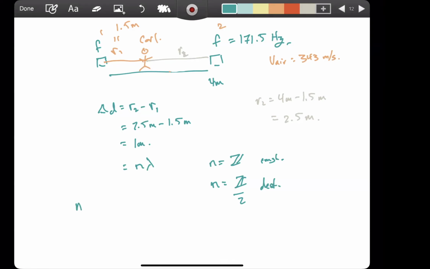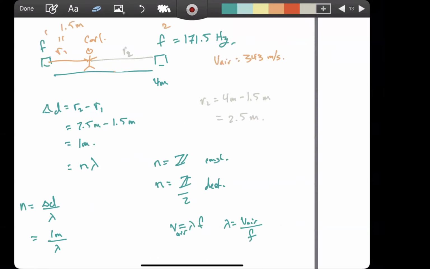This number is going to be equal to delta D divided by the wavelength, which in this case is 1 meter divided by the wavelength. Now, we don't know the wavelength, but we know the speed and the frequency, and the velocity in air has to be equal to the wavelength times the frequency, which means our wavelength is going to be equal to the velocity in air divided by the frequency. Plugging that in, let's do that on the next page.